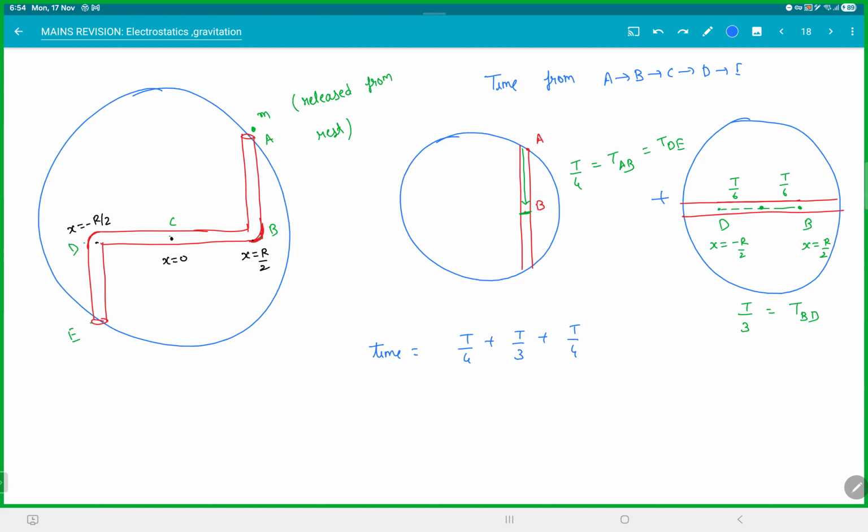Clear with this? You can play like this with the tunnels. Normal reaction, a lot of things there. Any doubts on this?